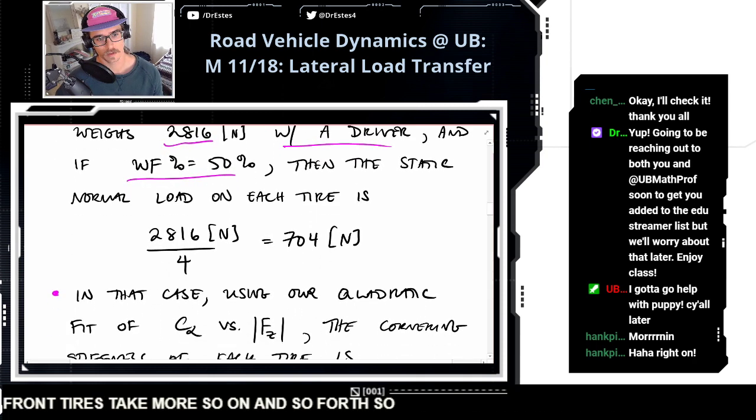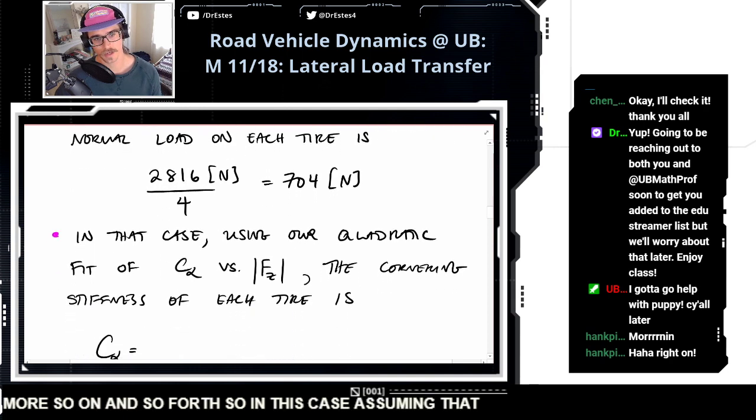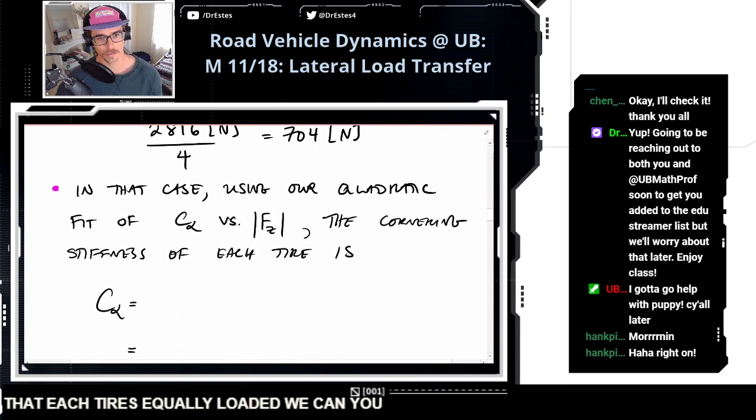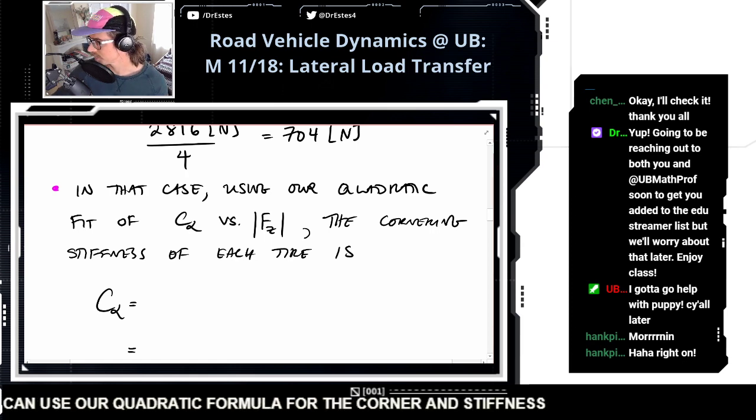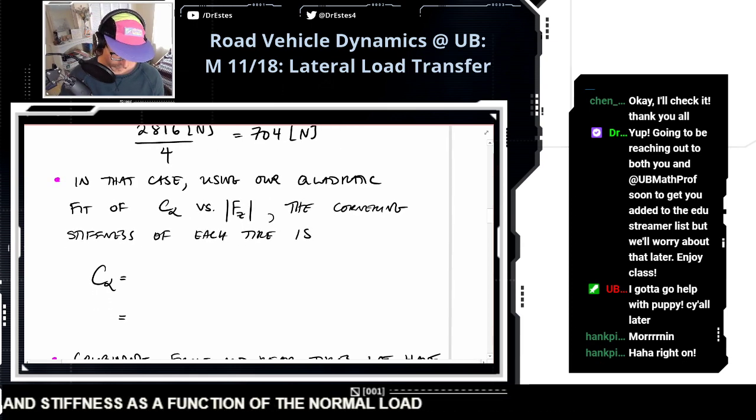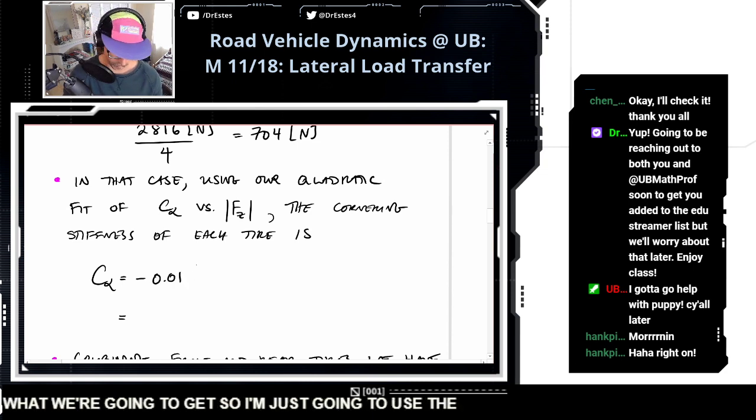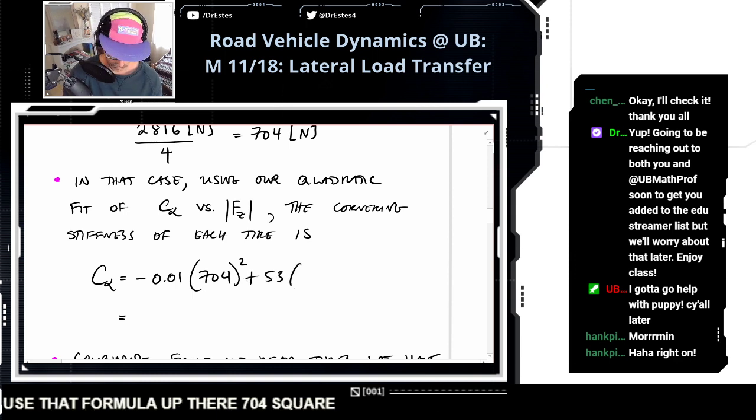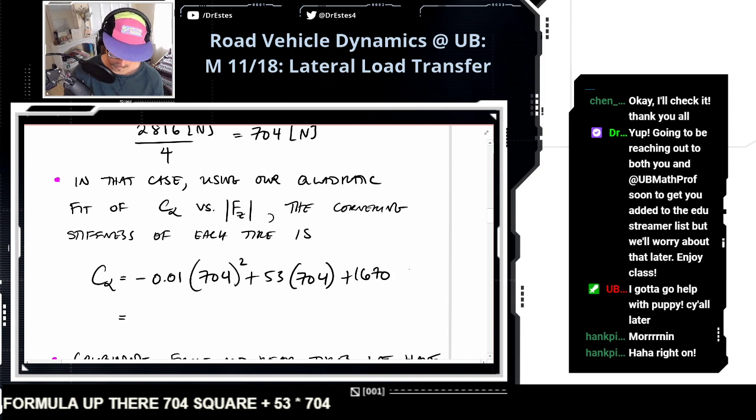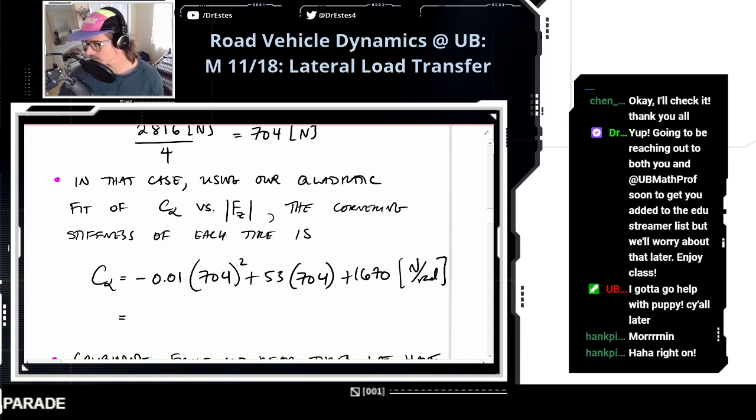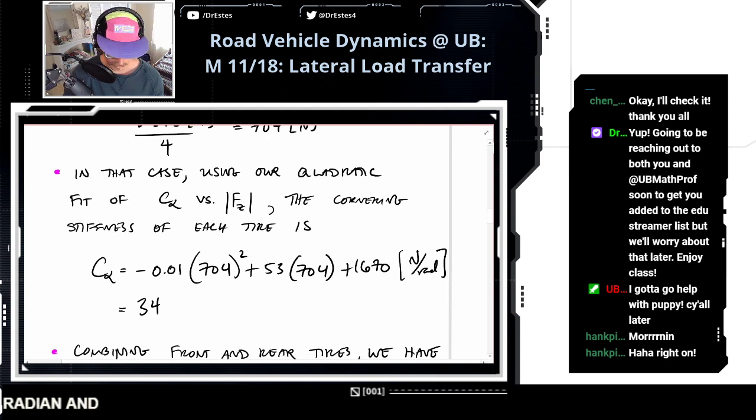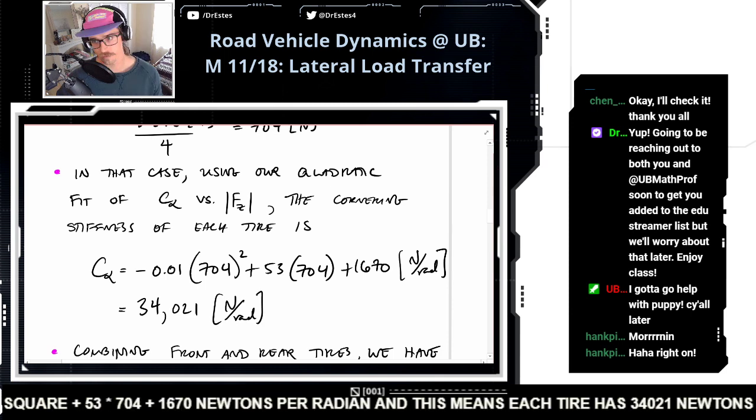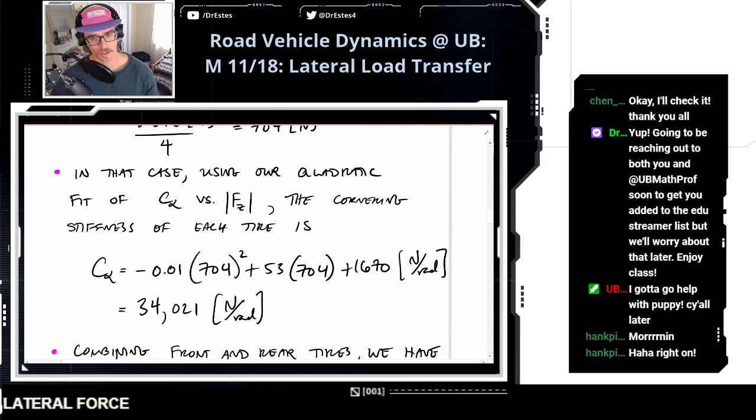So in this case, assuming that each tire is equally loaded, we can use our quadratic formula for the cornering stiffness as a function of the normal load. And this is what we're gonna get. So I'm just gonna use that formula up there. 704 squared plus 53 times 704 plus 1670 newtons per radian. And this means each tire has 34,021 newtons of lateral force per radian of slip angle.